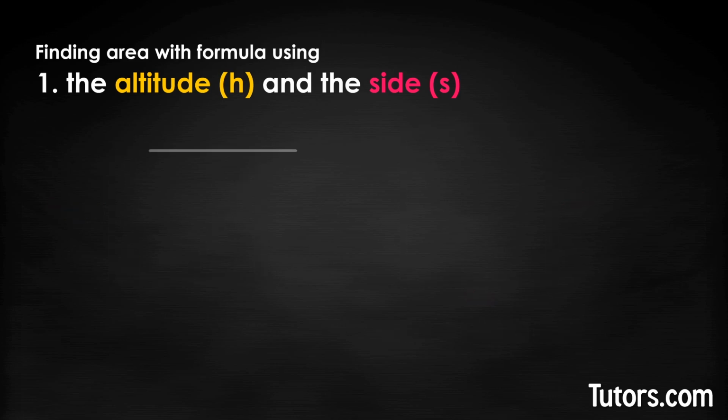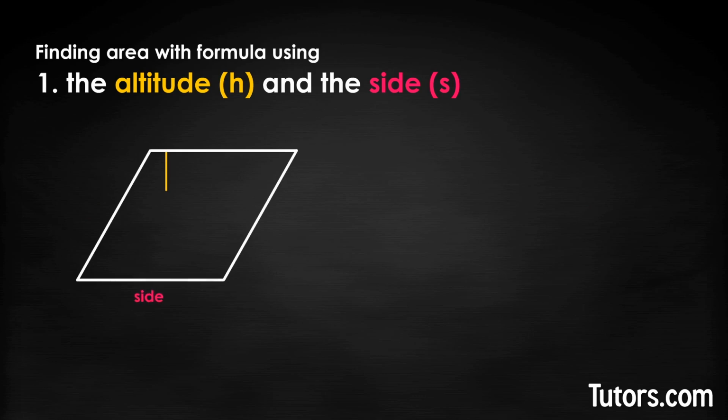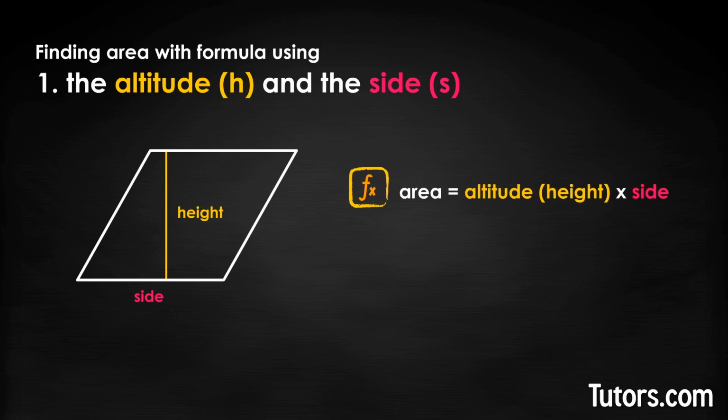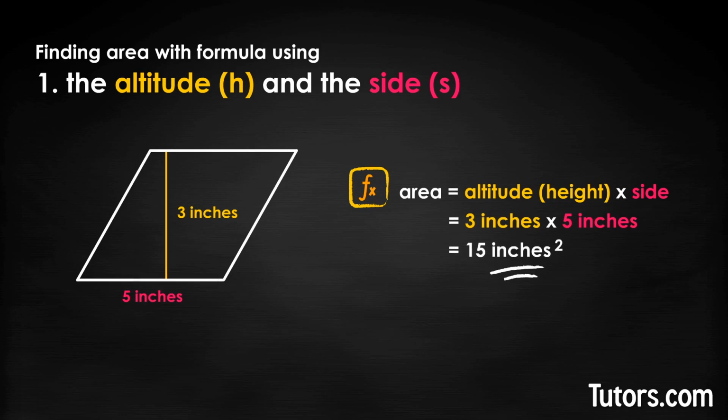So, the first and perhaps easiest way to find the area of a rhombus is to find the length of one side and the rhombus's height. Multiply these and you have the area in square units. Area equals altitude times side. For example, if you had a rhombus whose altitude is 3 inches with sides that are 5 inches, then the area of this rhombus is 3 inches times 5 inches, which equals 15 inches squared.